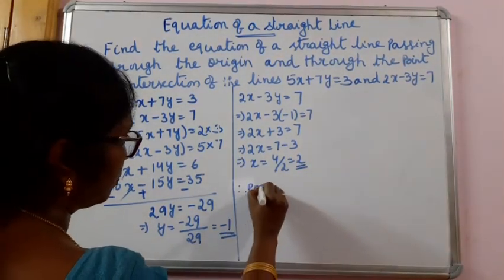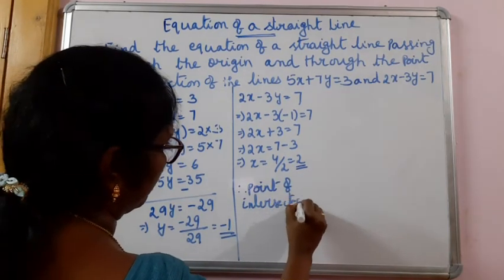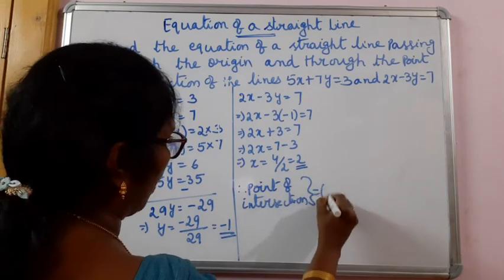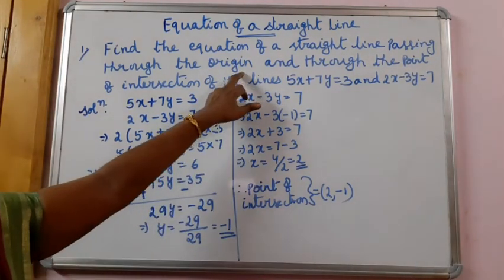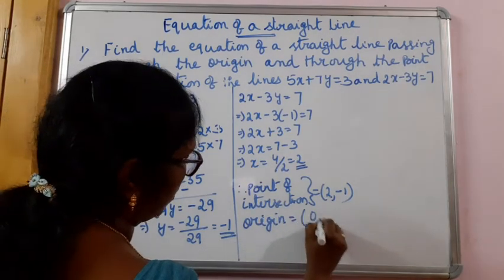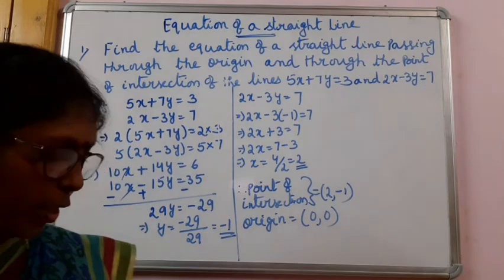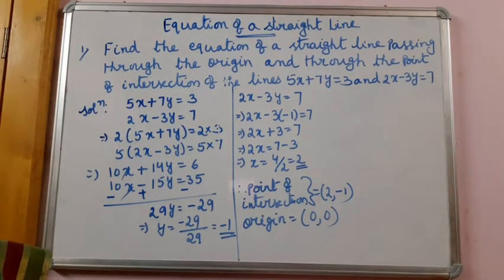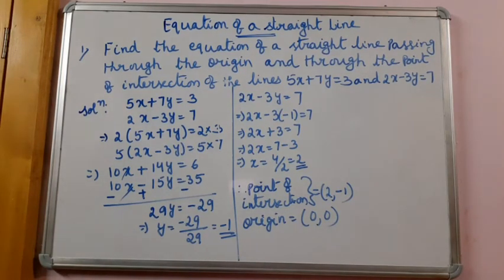Therefore, point of intersection equal to 2, minus 1. Okay? Now we have to find the equation passing through origin and this point. So we know the coordinates of 2 points. By using 2-point formula, that is y2 minus y1 by x2 minus x1 equal to y minus y1 by x minus x1, we can find the equation of a line. Okay?